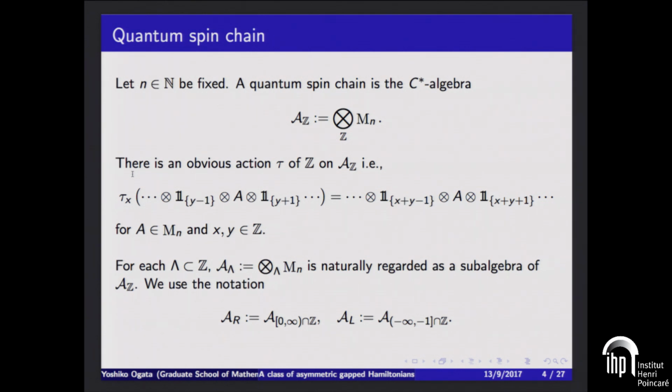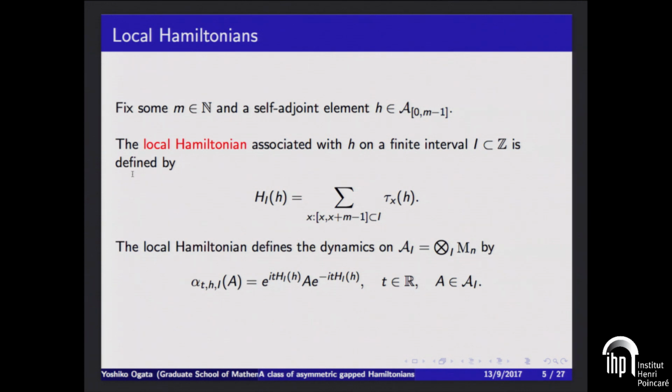Now, I would like to introduce the dynamics on this quantum spin chain. The dynamics I'm going to talk about is translation invariant dynamics given by translation invariant finite density interactions. So what is it? First we fix some natural number m and some self-adjoint element h in this local algebra. And then the local Hamiltonian associated with h on a finite interval I is defined by this formula.